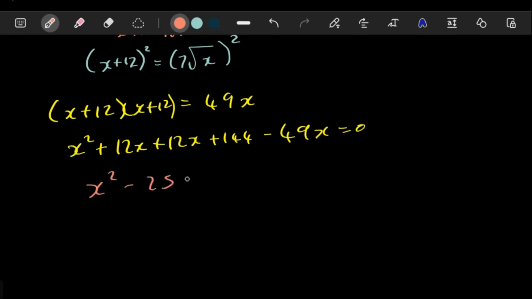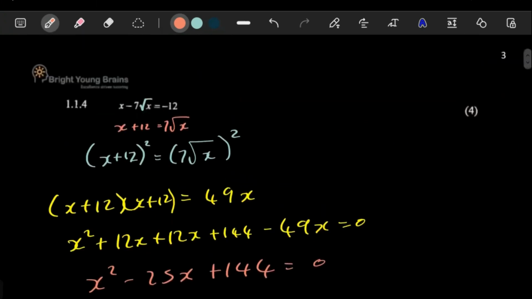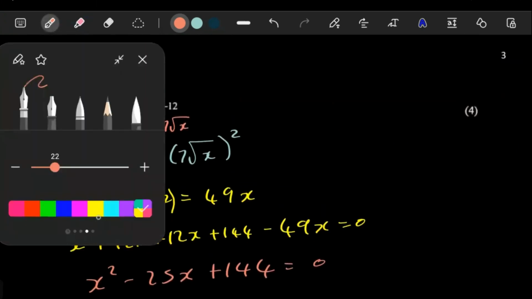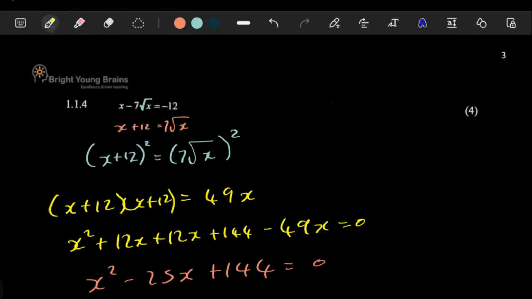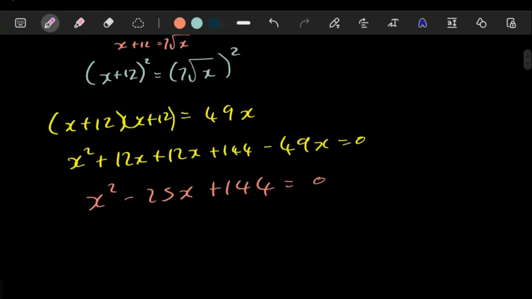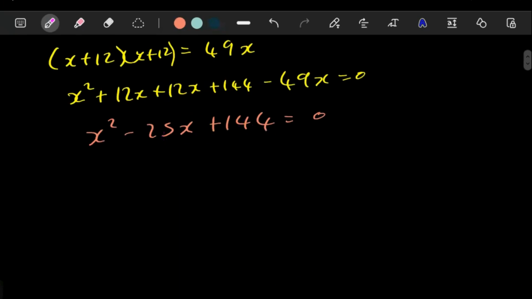Negative 25x plus 144. So you want factors of 144 that give a 25. That one's going to be tricky, like properly tricky. But for the kind of question we're getting, answers that are a bit weird are something we should be expecting, because there is a square root there after all. So, factors of 144 that can give us a 25.